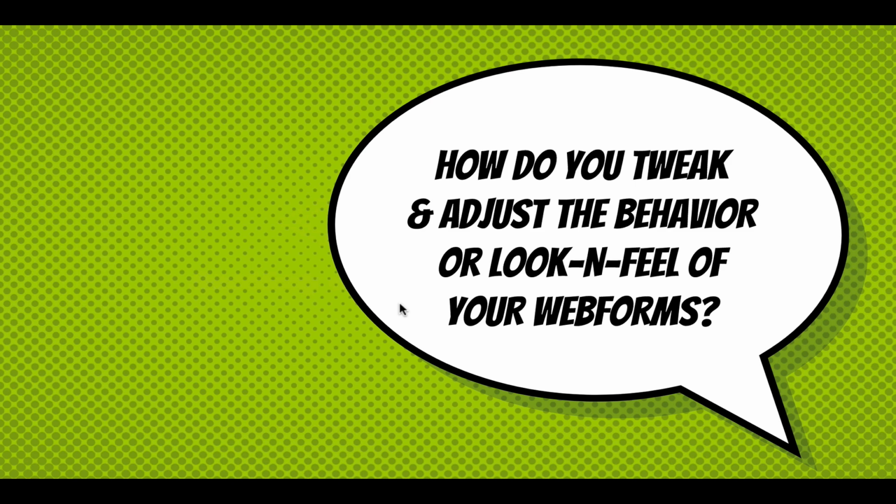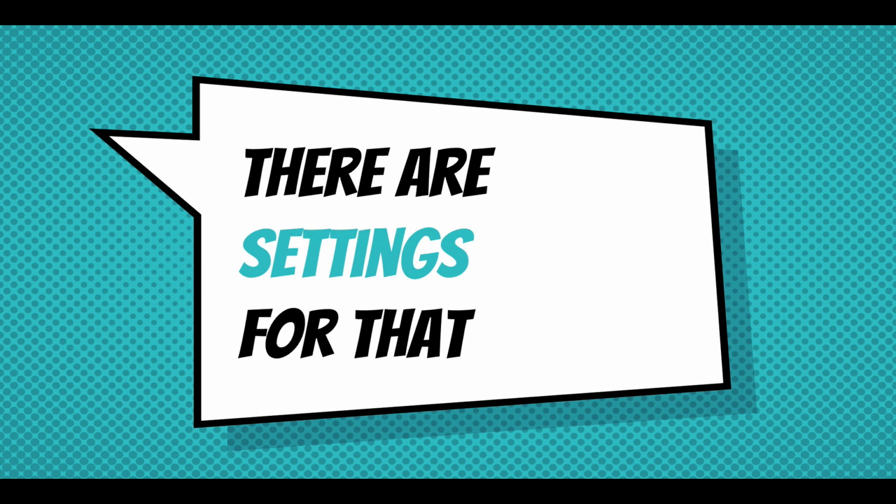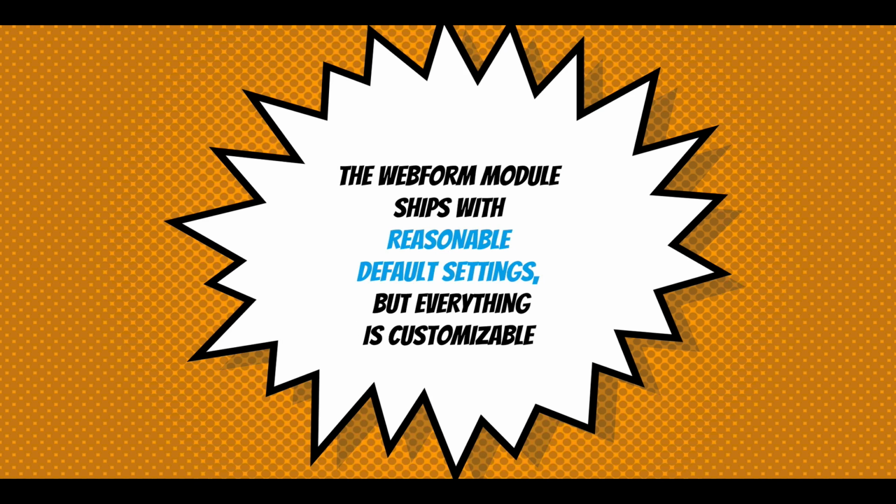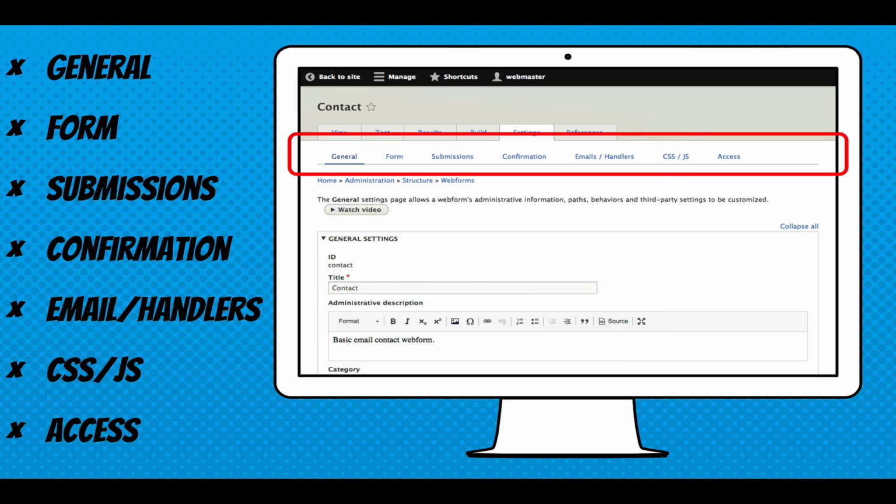So how do you tweak and adjust the behavior or look and feel of your web forms? Well, there are settings for that. Now, the web form module ships with reasonable default settings, but everything is customizable. It's very important that you don't have to start configuring everything when you first install the web form module. In most cases, you can just start playing with it and building forms and getting familiar with it. And as you run into needs, like I need to change this label, you can tweak the settings.